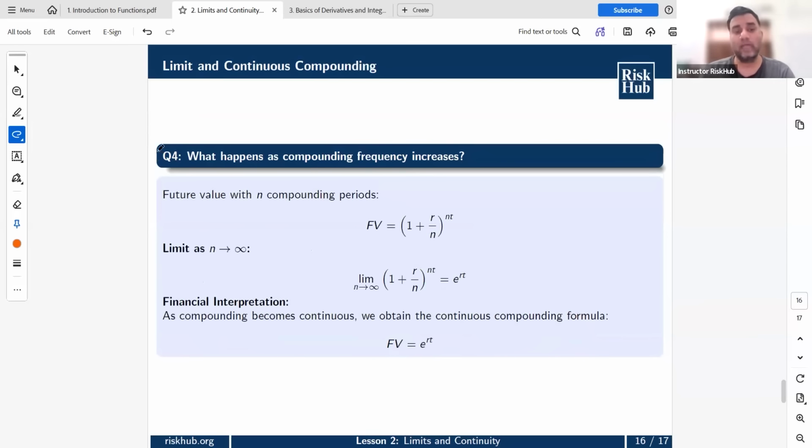Then we go to what happens as compounding frequency increases. Again, we are trying to introduce one of the most famous limits in finance.